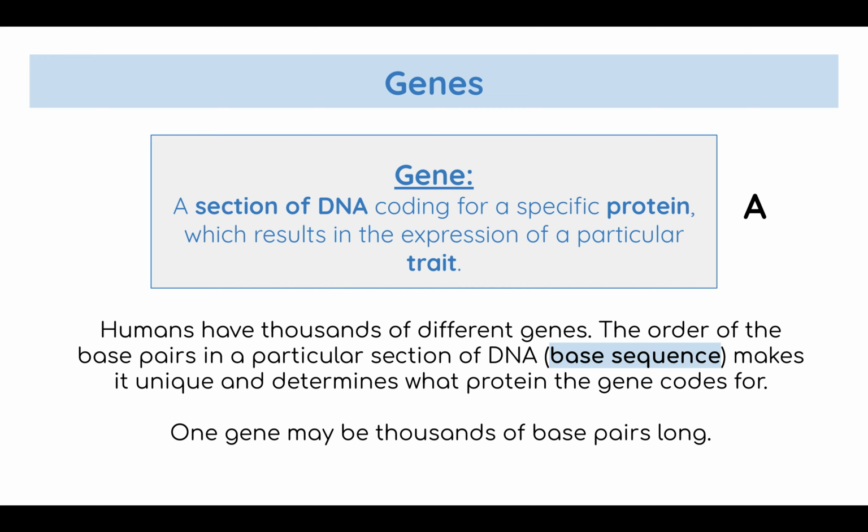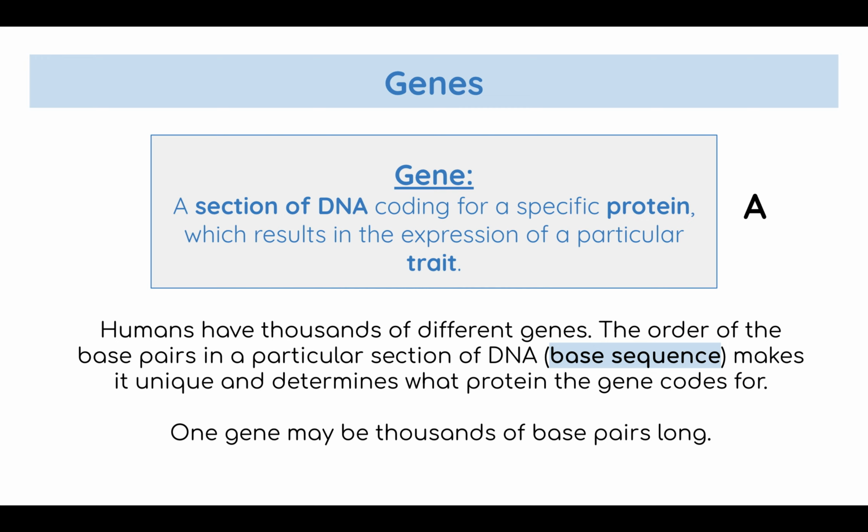Okay, so we've talked about genes before. Here is the official definition. It is a section of DNA coding for a specific protein, and that results in the expression of a particular trait. So hopefully you know what traits are. They're just things about our body that we can see, and some of them we can't see. They are determined by those proteins. We have got thousands, if not more, different genes.